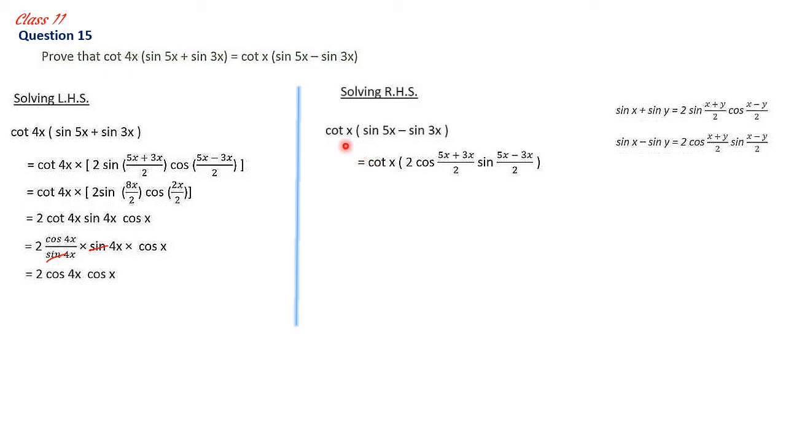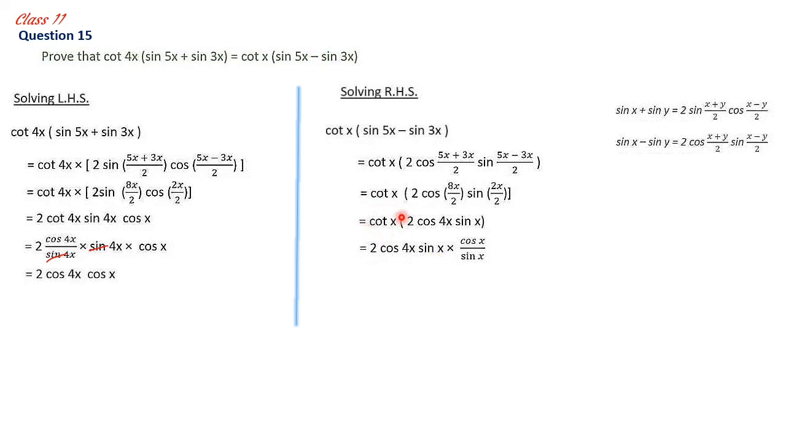That is cot x outside, 2 cos of the sum of the angles, 5x plus 3x by 2, then sine of the difference of the angles by 2, that means 5x minus 3x by 2. That is cot x into 2 cos, 5x plus 3x is 8x divided by 2, 5x minus 3x is 2x by 2. Here 2 and 8 we can cancel, 4 times. 2 and 2 completely cancel. That is cot x into 2 cos, as I said before, this is 4x, and here it is sin x. Then again there is 2 cos 4x into sin x.